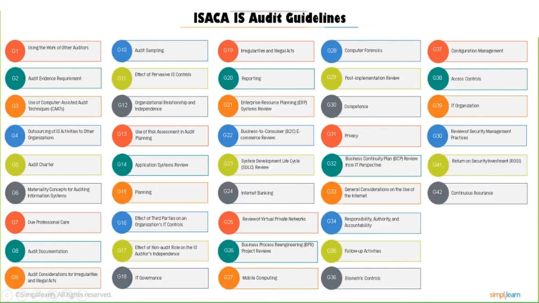So you can see it over here, these are the guidelines: using the work of other auditors, audit evidence requirements, CSA, audit charter, due professional care, and documentation. So there are 42 guidelines. Please don't be worried about that. How many questions are asked regarding these guidelines? No questions, to be very honest.